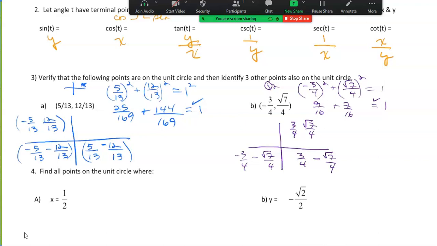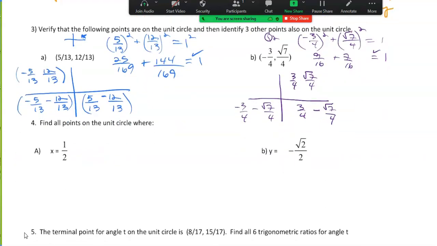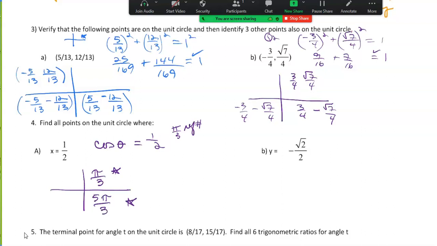Okay, so then they kind of change it up a little bit. Now they say find all points on the unit circle where x is 1/2. So that means the cosine of the angle in question is 1/2. So that's positive. Cosine is positive in the first quadrant and in the fourth quadrant. Look at the unit circle. Cosine is the first value. It's 1/2 at pi over 3. So that's my reference number. That's also one of my answers.